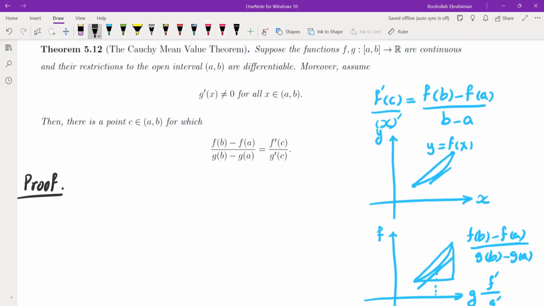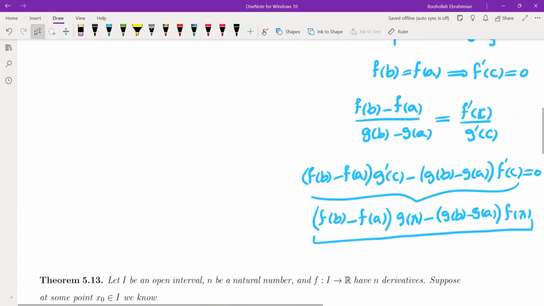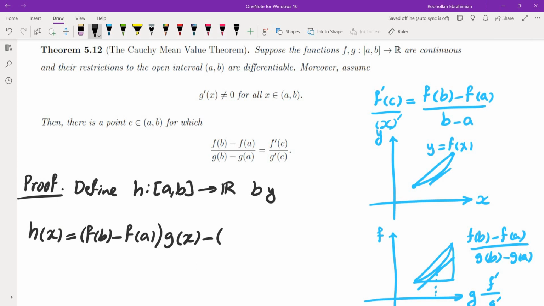So define some function h from [a, b] to R by h of x equals f of b minus f of a times g of x, this is exactly what I have down here, minus g of b minus g of a times f of x.